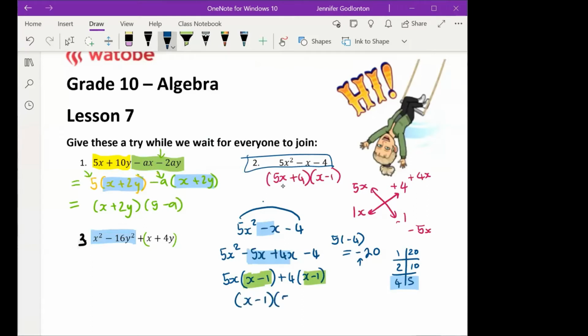And I'm left with what's over, which is 5x plus 4. So for your more advanced trinomials, if you haven't learned the crisscross method and you've only learned the way by doing it with grouping, then that's what you should be looking at over there. Okay, so those are the two different methods of doing more advanced trinomials.